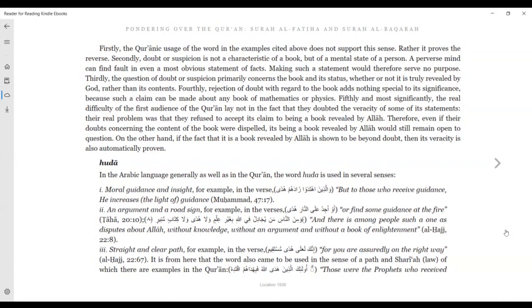Number three, straight and clear path. For example, in the verse, إِنَّكَ لَعَلَى هُدًى مُسْتَقِيمٍ, for you are assuredly on the right way. Surah Al-Hajj, chapter 22, verse 67. It is from here that the word also came to be used in the sense of a path and sharia, law, of which there are examples in the Quran.